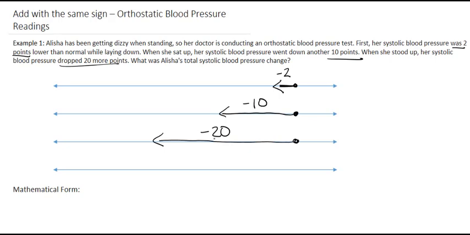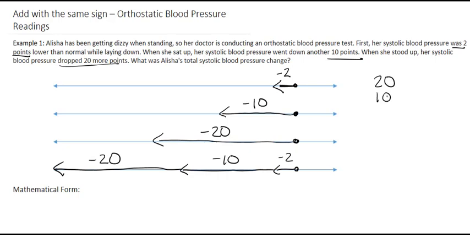So what we're going to do actually is add up all of these arrows to the left on one number line. So you can see on this number line we have -20, -10, and -2. And so if we add up all of these 3 points, we would get the total systolic blood pressure change. So what we can do right here is just to the side, we'll put 20 plus 10 plus 2. So let's add up all these together.